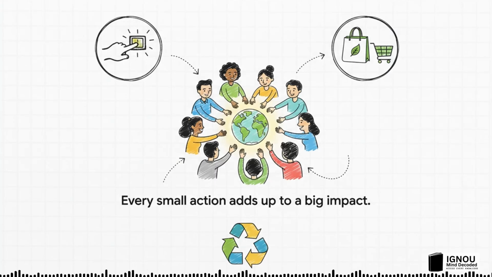So what can you do? Look, this isn't about one person having to do everything perfectly. It's about millions of us just making small, conscious choices. Things like minimizing how much we consume, saving energy, supporting conservation, and sticking to that classic rule of reduce, reuse, recycle. Every single one of those small actions adds up to a huge impact.